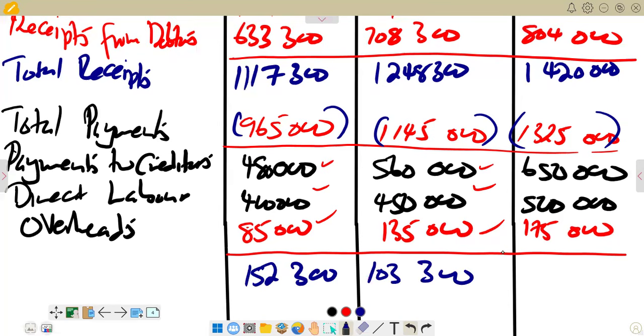And then for the last one, we are seeing that this one is greater again. This is greater than this one. You're saying 1,420,000 minus 1,325,000. Then the answer that you are supposed to get is 192,600.